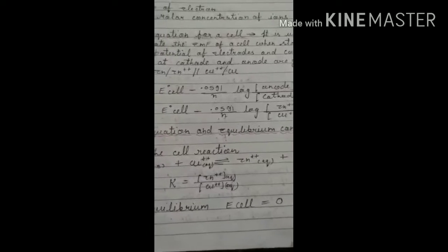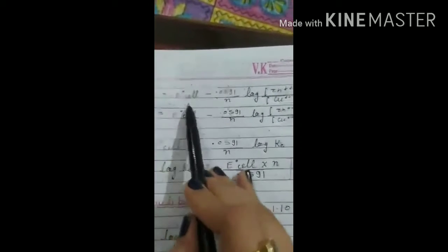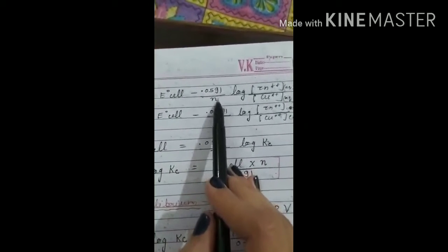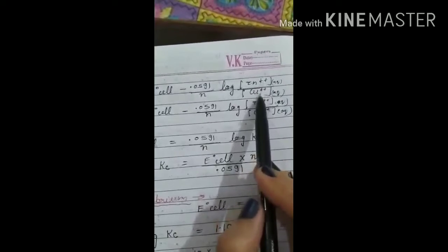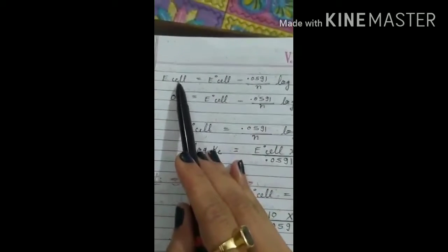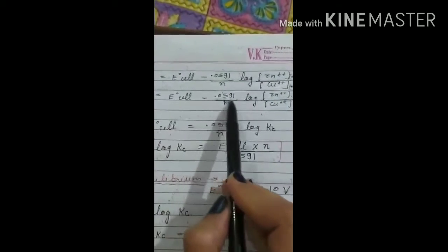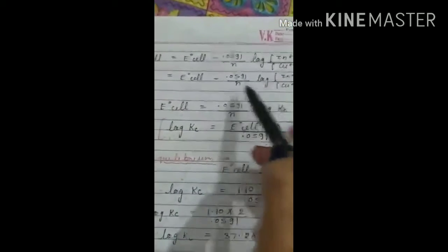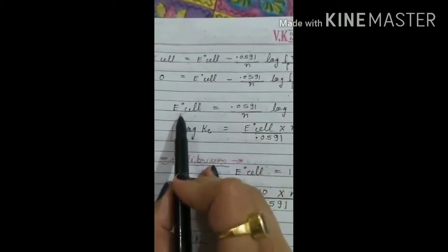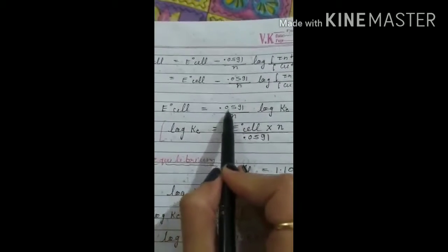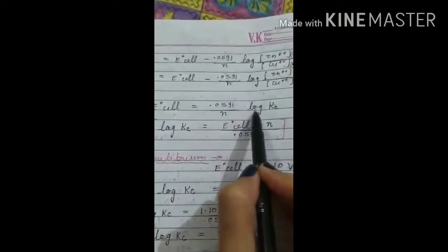So at equilibrium, the E cell will be 0. Now, as we put in the Nernst equation, E cell is equal to E naught cell minus 0.0591 upon n log Zn2+ upon Cu2+. Now, in this case, for E cell we put the value 0, and the rest of the reaction remains the same. So this reaction can be written in this form: E naught cell is equal to 0.0591 upon n log Kc.